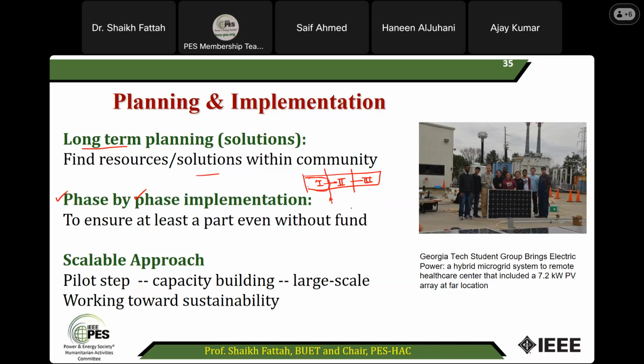That's what you have to plan very efficiently, so phase by phase implementation, offering even some benefits after doing phase one. It's always preferable if we have a scalable approach. That means, okay, this is a pilot for a small community, engaging maybe only 50 families, but you finish it and then it can be extended for 500 people.